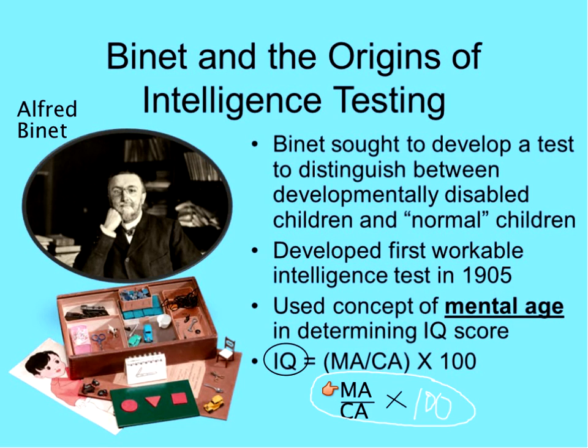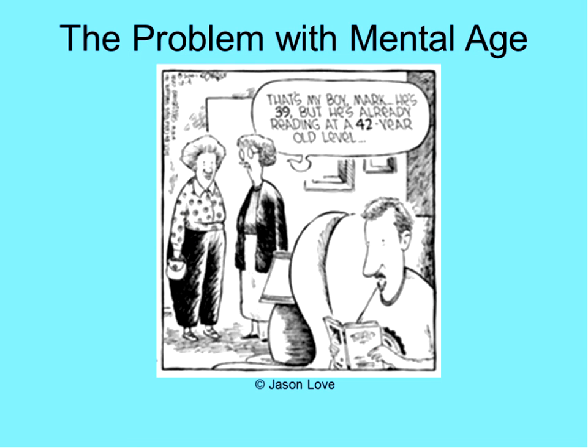Why? Because we don't have a way to really quantify in a neat, tight, reliable way this mental age construct, and it's probably best brought home with this little comic here. That's my boy Mark. He's 39, but he's already reading at a 42-year-old level. Why is that funny? Because what is the difference between the reading level of a 42-year-old versus a 39-year-old? That doesn't make a whole lot of sense.